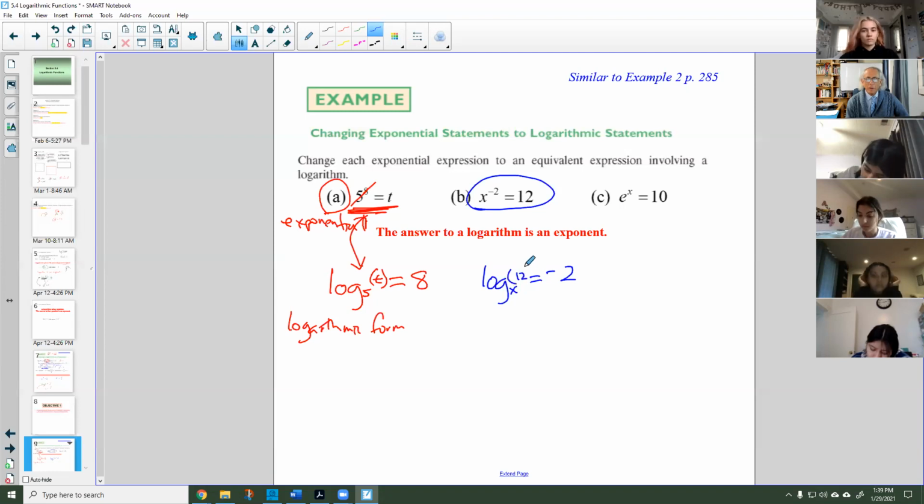Very good. My base is x. It's holding up the exponent of -2. And my argument is 12. How are we with this? Are we okay with this? Pretty good? Okay, I'm seeing thumbs up. That's good. Okay, let's look at the next one.